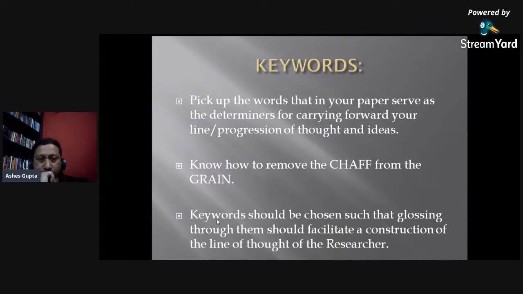And again, know how to separate the chaff from the grain. Don't pick up words which are not keywords. Look at the word keywords. Those words which serve like a key, a password for a reader to understand what your research paper is all about. Keywords should be chosen such that glossing through them would facilitate a construction of the line of thought of the researcher. Very important. If a person looks at the keywords, he would be able to guess what this research paper is all about.